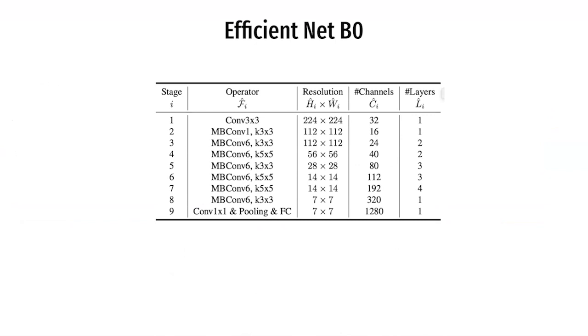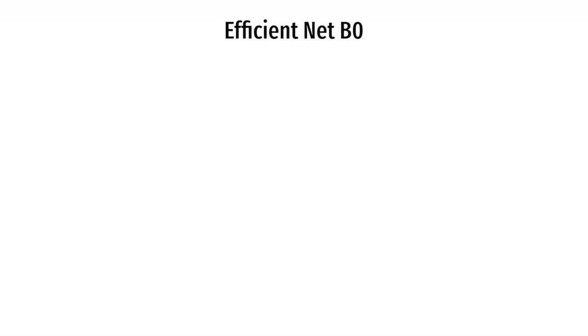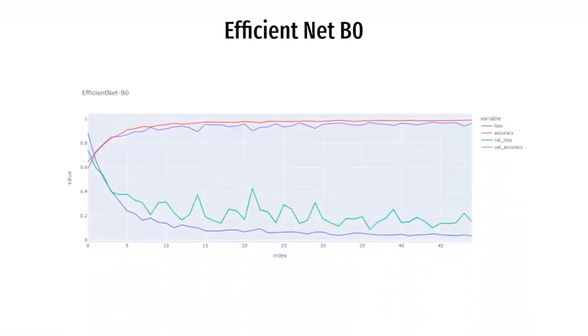One of the key features of the B0 is the use of MBConv, or mobile inverted residual bottleneck convolution. Its architecture is visualized in the table, as you can see in the slide, which contains the columns for stage, operator, resolution, channel, and layer. Each row represents a building block, with the final block consisting of a combination of convolution and pooling layers, followed by fully connected layers for classification.